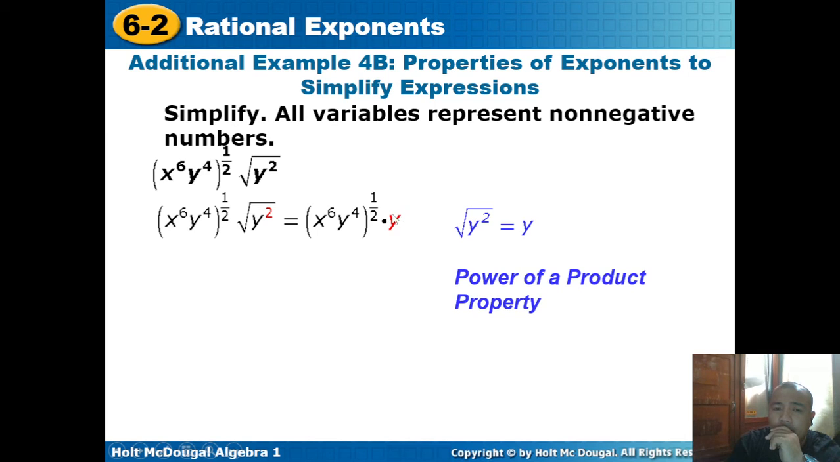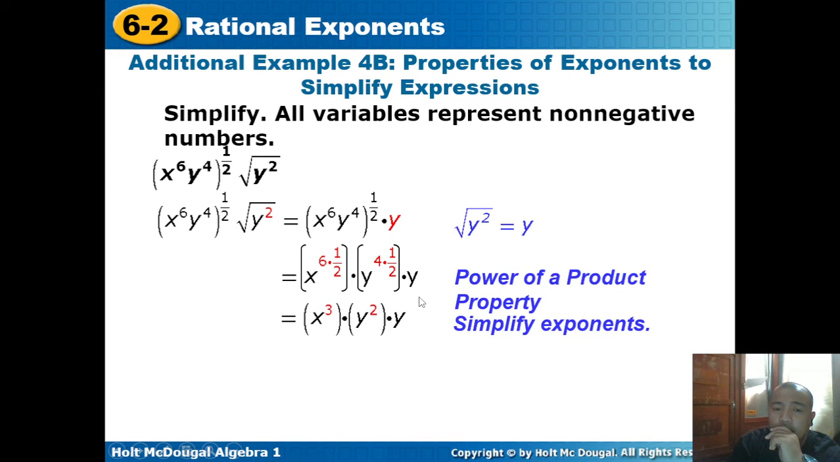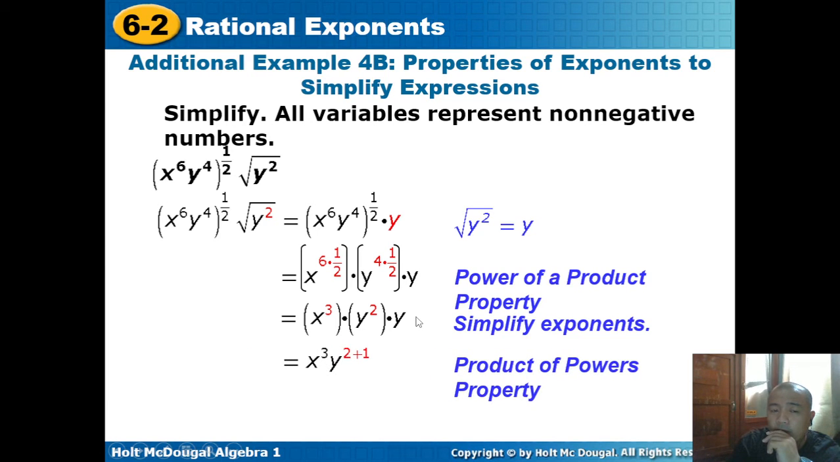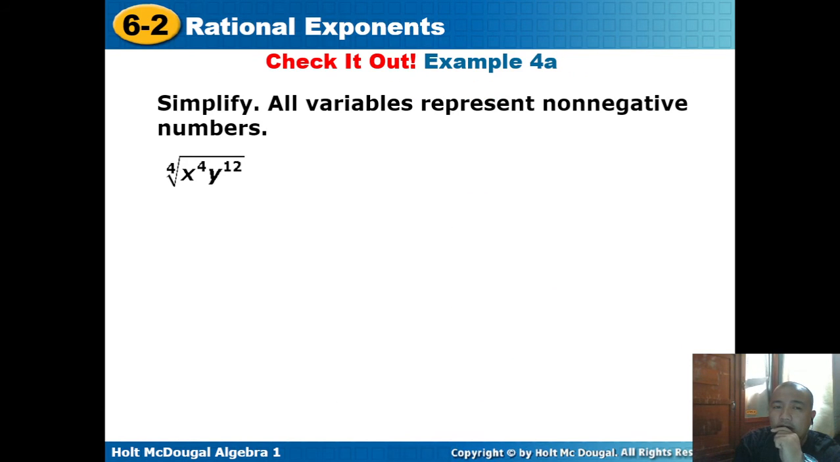Okay, power of a product property. Let's multiply 1/2 by the exponents 6 and 4. So what is 6 times 1/2? 3. 4 times 1/2 is 2. So it becomes x cubed y squared times y. Then by the product property, y squared times y have the same base, so we add the exponents, and it becomes y cubed. So x cubed y cubed is the final answer for example 4b. Okay, next, simplify.